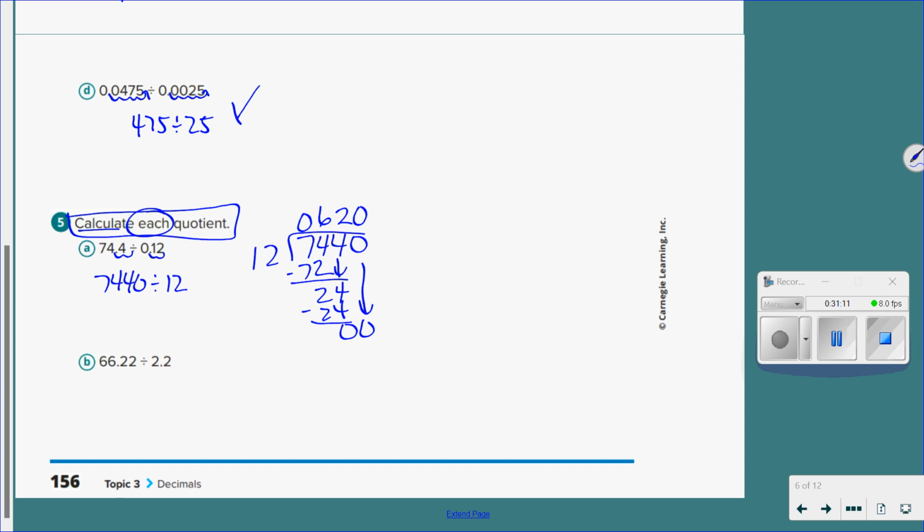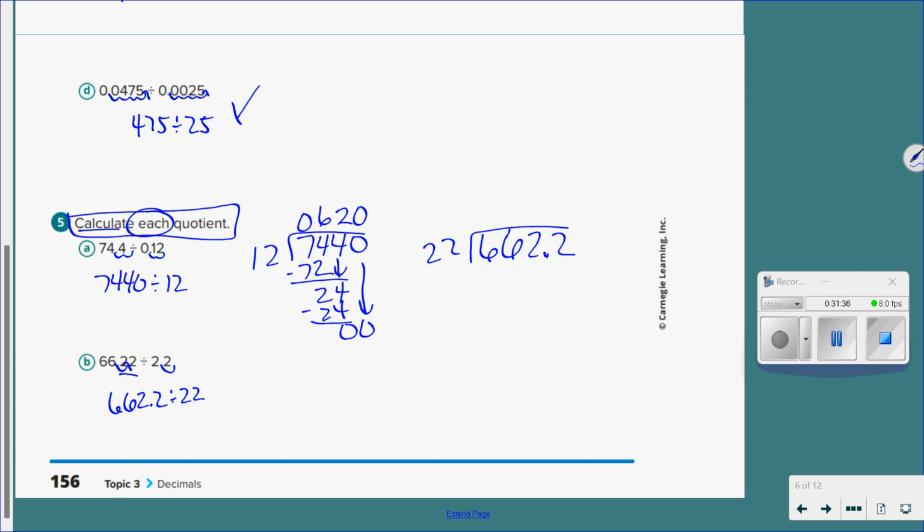Okay, our second one, and I had several questions on this. Yes, I have 2 there, but I don't care. I only worry about my divisor. I have 1 here, so I'm going to move it once here. So I'm actually going to divide 662 and 2/10 by 22. So I take 662 and 2/10 divided by 22.